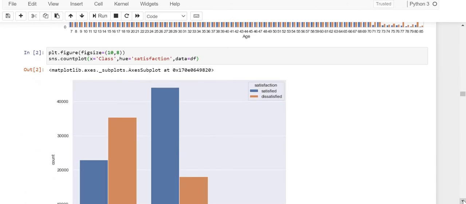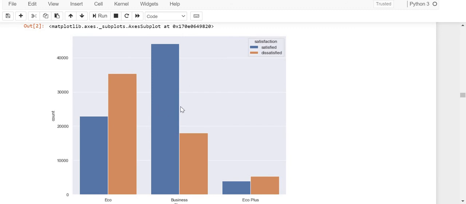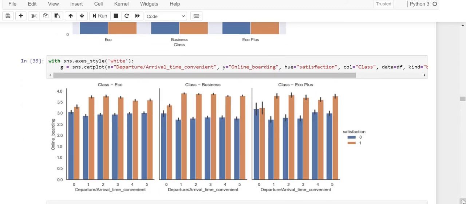Coming to the travel class, business class, which had more number of customers, has also a good amount of satisfaction rate, we can see here. But coming to the eco class, we have more dissatisfaction rate than the satisfaction rate here. Now I tried to group up the departure or arrival time convenient and online boarding with the type of travel classes. We can see the satisfaction rate is higher in all of the classes with respect to each factor.